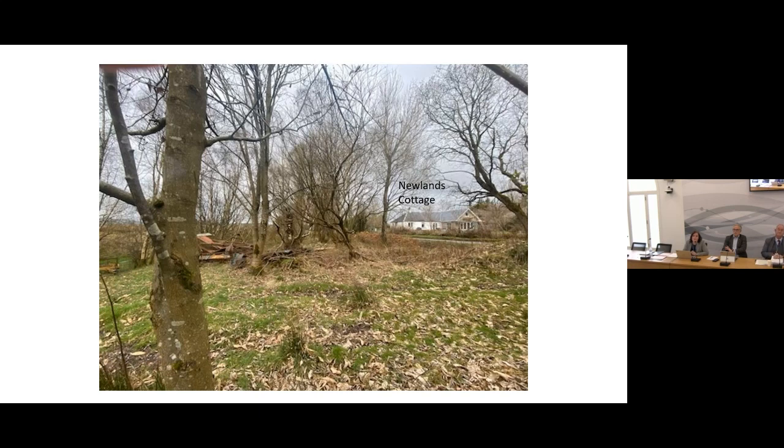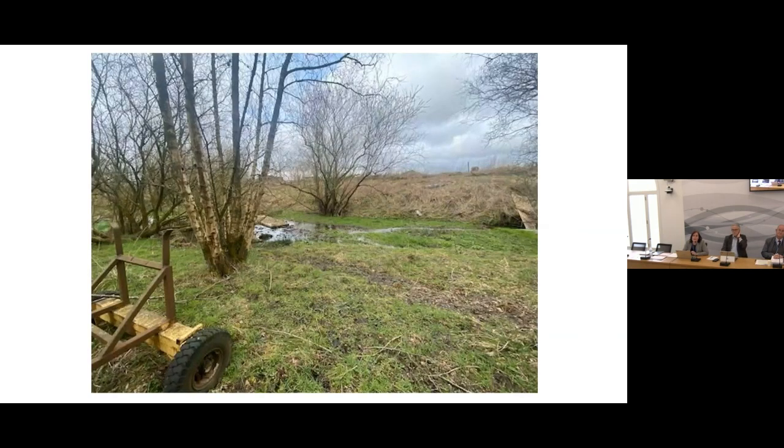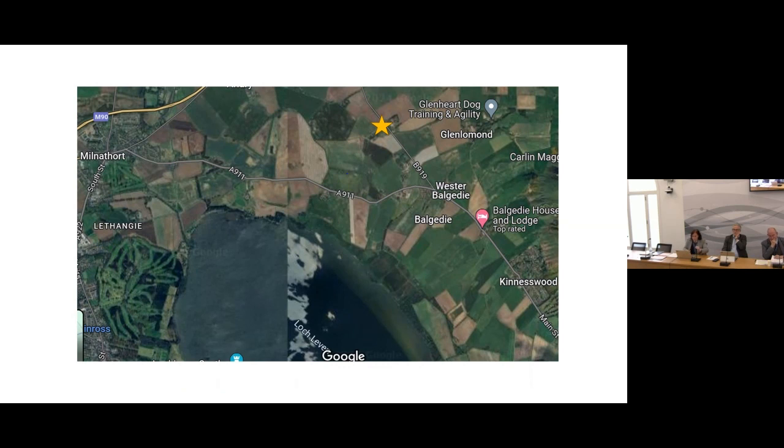Next slide, please. And then again, this is from within the site, looking back towards the main road. So Newlands Cottage there on the other side of the road. Next slide, please. And then on the same side of the road as you look towards Wester Balgeddy with Newlands Wood, the dwelling house there next to the application site. Next slide, please. And this is just looking towards the fields at the back of the application site. Certainly the day I was there was quite a lot of water. There's a small water course at the back, a bit boggy in places.